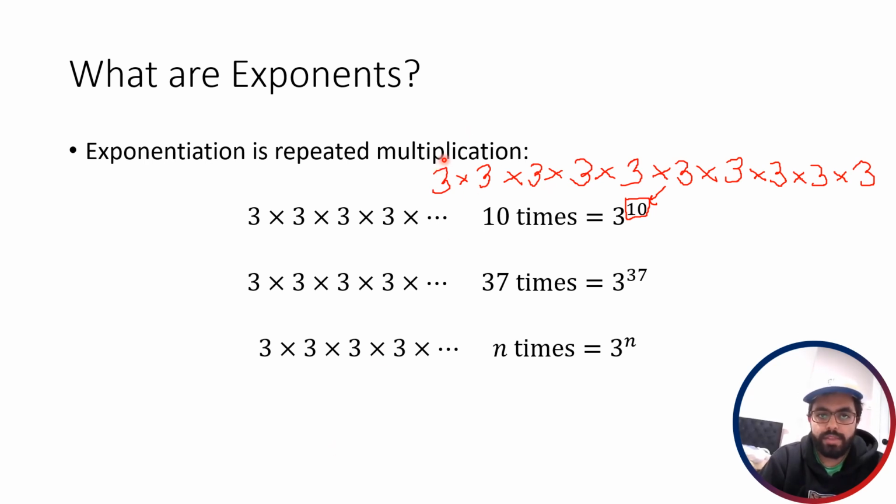So have we got 10 threes here? We've got 1, 2, 3, 4, 5, 6, 7, 8, 9, 10. Yeah, so that's telling you that it's 10 threes all being multiplied together. That's what that little 10 up there is telling you. And you'll hear people say this as 3 to the power of 10. That's fine. You could hear 3 to the exponent 10. That's also fine. But basically it's going to be one of those two. It's either 3 to the power of 10 or 3 to the exponent 10.